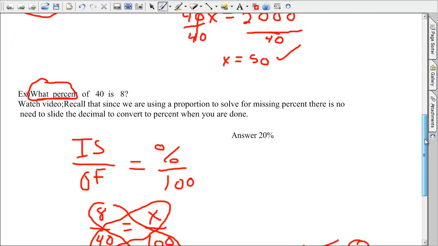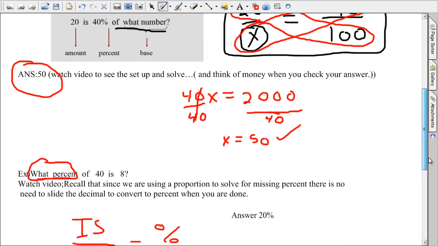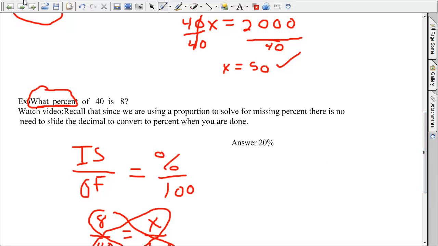And by the way, you'll have the freedom to solve these percent problems either way you like. So if you're not a fan of this is over of equals percent out of 100, you can use the prior method that I talked about.